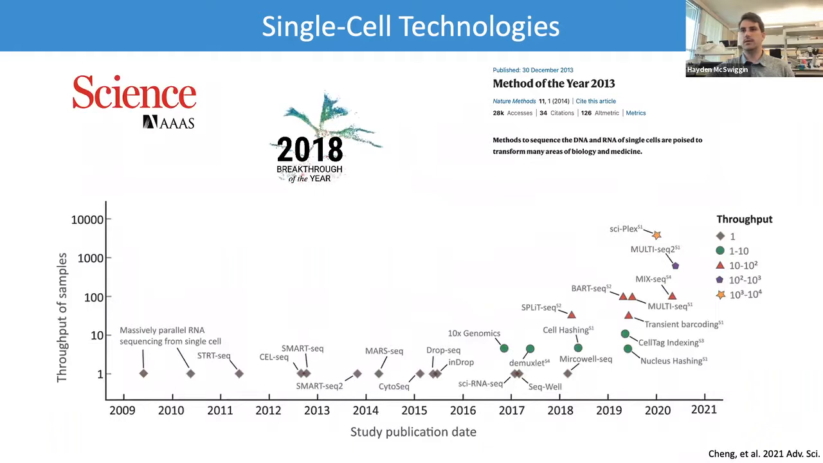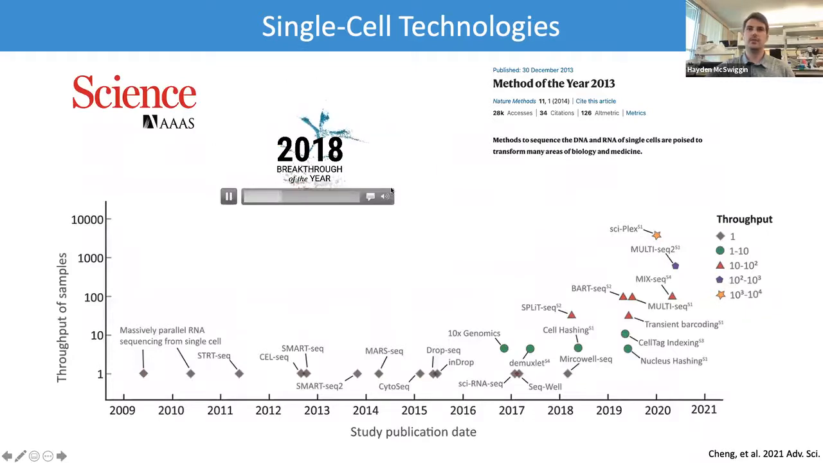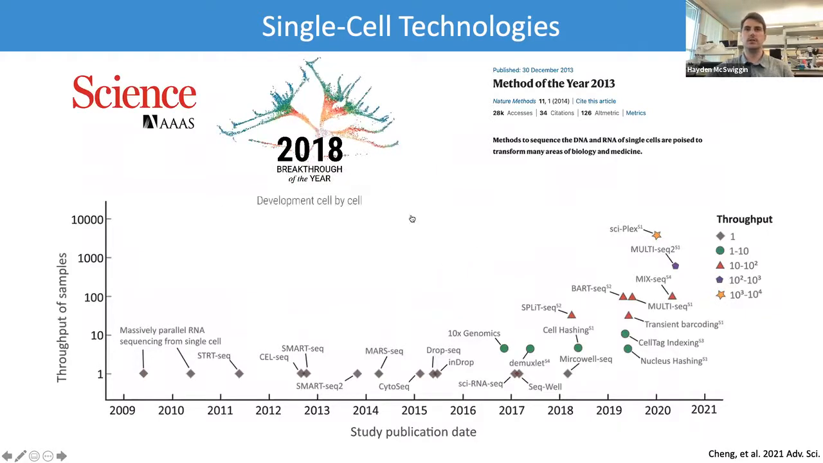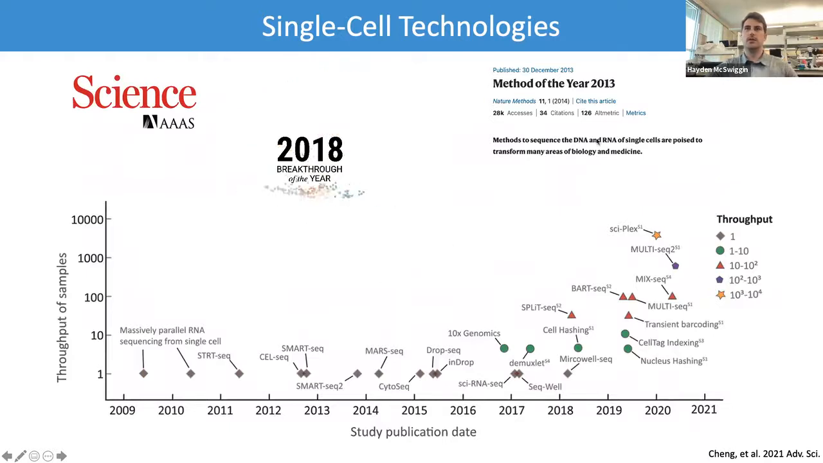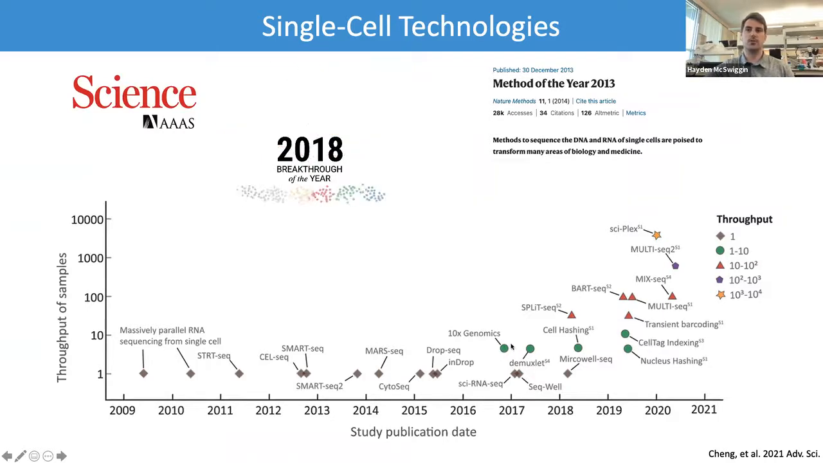So 10x Genomics was established in 2017, and the next year after that, Science declared single-cell RNA-seq analysis the breakthrough method of the year. Nature kind of beat them to it. In 2013, they declared it the method of the year. Nevertheless, ever since 2013, through 2018, there's been an explosion in the number of single-cell analysis methods that have been developed. I showed this here to show you that there are many methods out there to do single-cell RNA-seq analysis. But for this talk, I will just focus on 10x Genomics because this is the method that we use in our lab today.